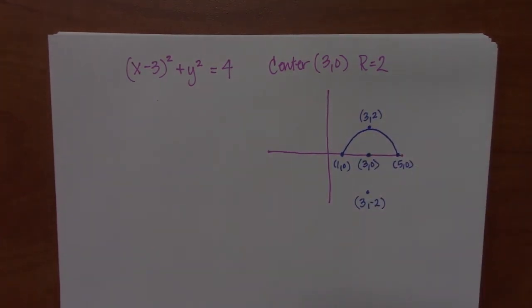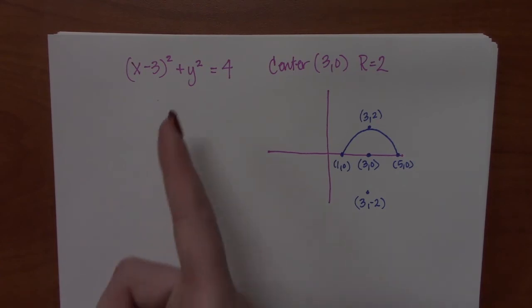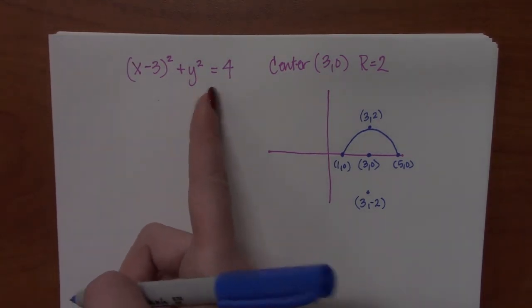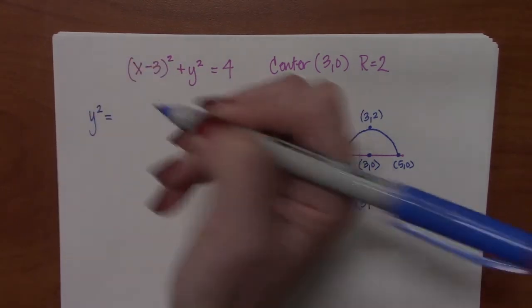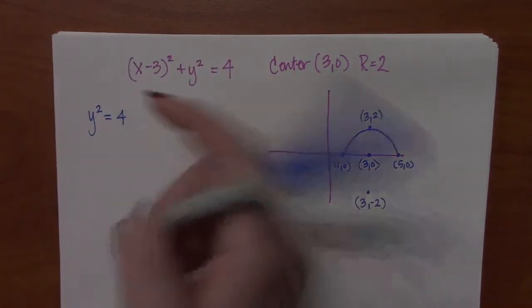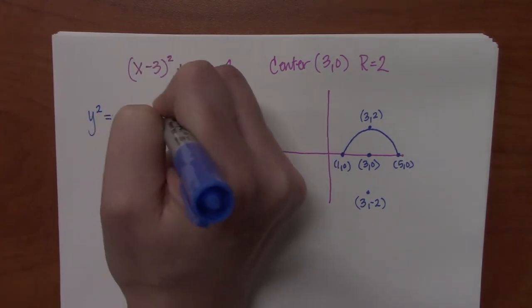But what I want to do is I want to know what the equation is for the semicircle on top. I want to figure out how do I plot that. So if we solve this for y, all I'm going to do is get y by itself. So I'll bring the whole term over to the other side.